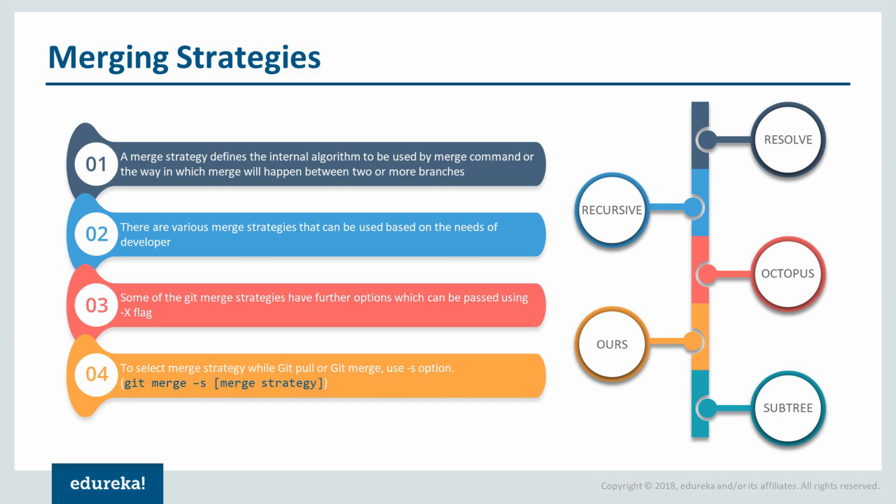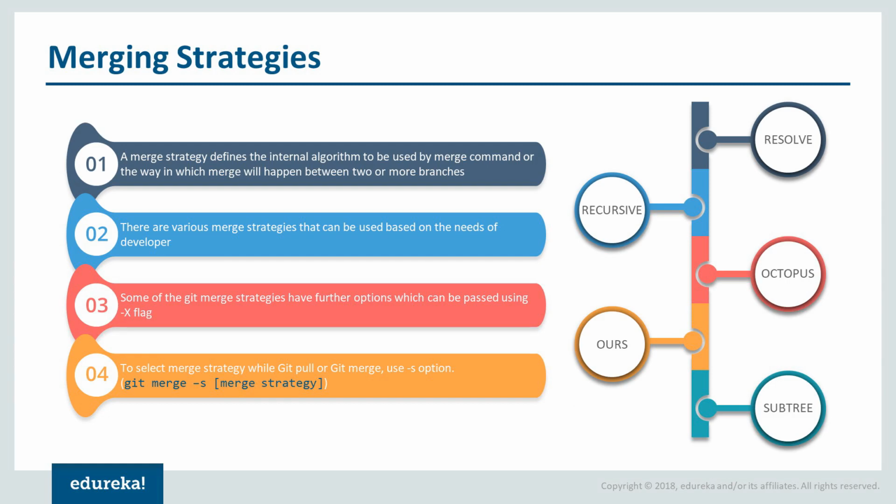So merge will happen between two or more branches. We know how to do a merge. We also saw how to resolve the merge manually in Git. Not the merge, but I should say the merge conflict. So there are various merge strategies that can be used based on different needs. There is resolve, there is recursive, which we currently use. There is Octopus, Ours, Subtree, etc.